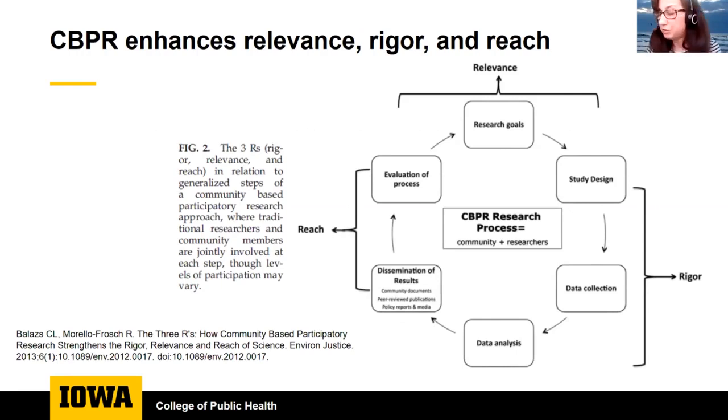So if we consider rigor to be the practice of good science through the design of the study, data collection, instruments, and interpretation, and relevance to be asking the right question, and reach to be how knowledge is disseminated and who has access to that knowledge, in the implementation of the CBPR principles that I just reviewed, you can clearly see how participatory practice actually enhances all of these aspects of research.